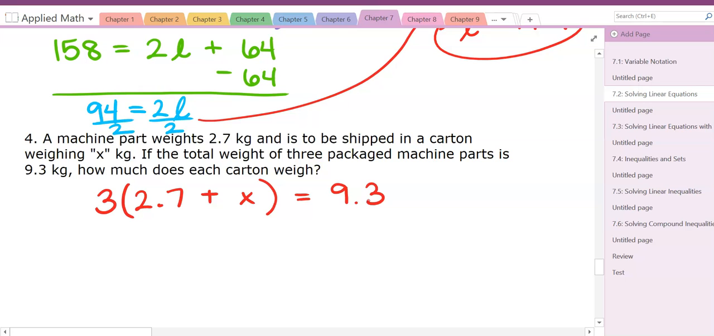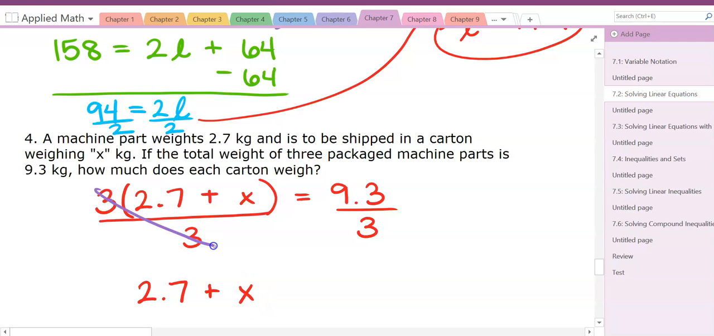So I have a question for you guys. Instead of distributing 3, could I do something else instead to get rid of it? I could divide both sides by 3, because right now it's 3 times that quantity, so you could still use your distributive property. Or if you want to avoid that, you can actually divide both sides here by a 3. And you have 2.7 plus X. That kind of eliminates the 3's, like these cancel. And then 9.3 divided by 3 is going to be 3.1.